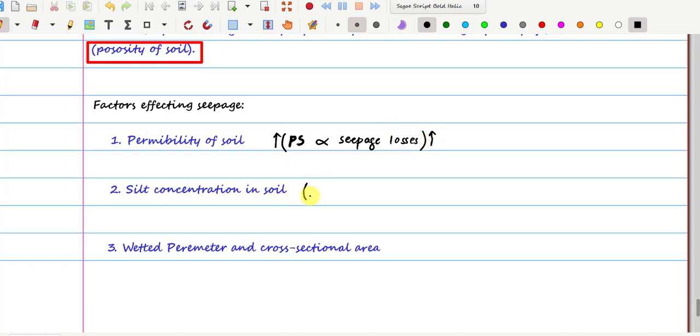In case of silt concentration, if silt concentration is higher, then the seepage losses will decrease. So they have an inverse relation. Seepage losses will decrease in this case. Got it?